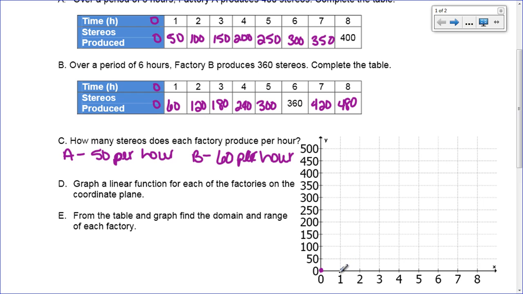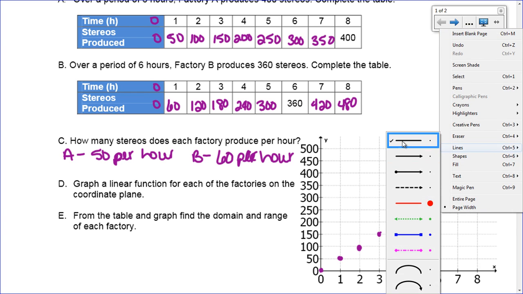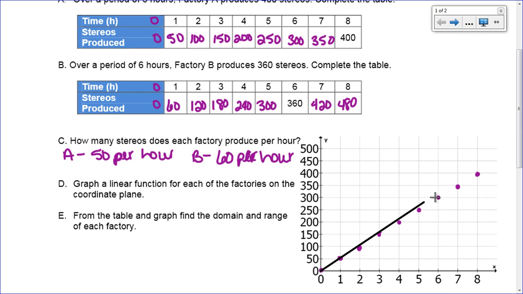But then the first factory, after 1 hour, had made 50. 2 was 100. Then 150, 200, 250, 300, 350, and 400. So that gets us all the way to 8 hours. And so we're going to connect those with a line. So here is Factory A.